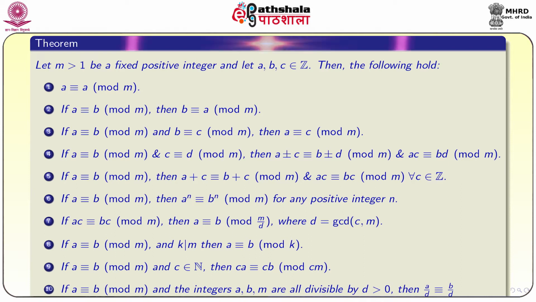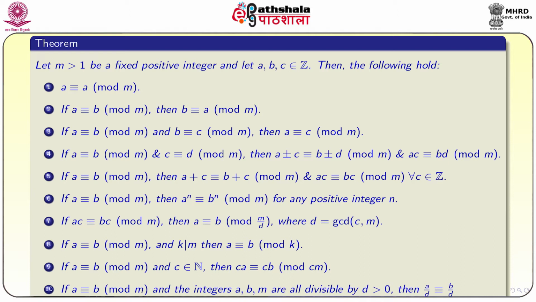If a is congruent to b mod m and k divides m, then a is congruent to b mod k. Ninth one, if a is congruent to b mod m and c belongs to N, then ca is congruent to cb mod cm.